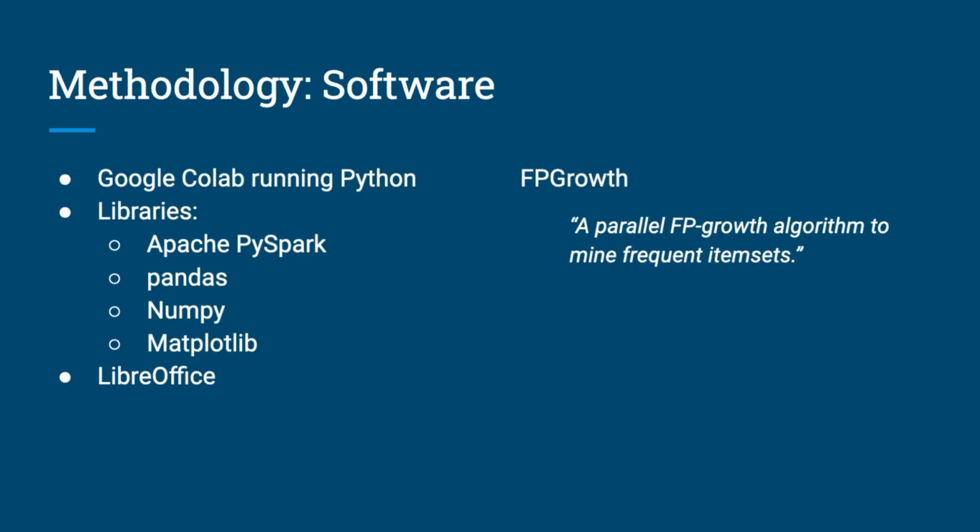So as far as the methodology goes, the analysis was performed in Python, running on a Google Colab notebook. The libraries included PySpark, Pandas, NumPy, and Matplotlib. Part of the PySpark library is fpgrowth, which is a parallel algorithm that generates frequent item sets and association rules. And we'll get into more about what those rules are in just a second here.